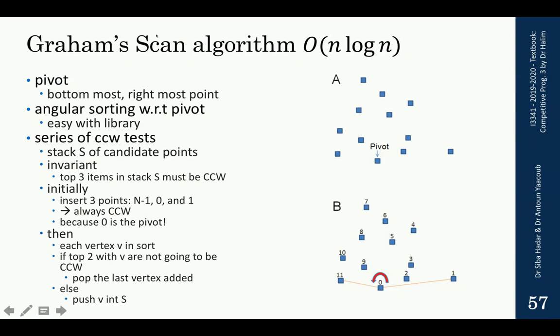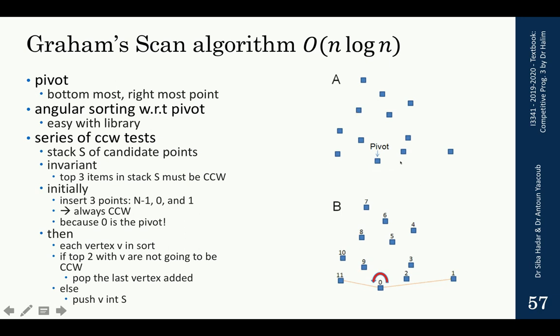Graham proposes an algorithm called the Graham scan algorithm, of order O(n log n). Its solution is very simple, and once you understand it, you will say it's trivial. You take a pivot point from the set of points. The pivot is the bottommost, the lowest point in the set. If there are many lowest points which have the same minimum y, you choose the rightmost one.